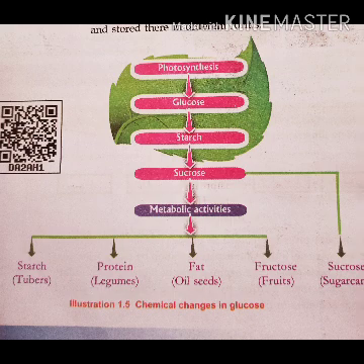Once more, look at the screen. Can you see an illustration there? Yes. What happens to starch? Starch is converted to sucrose, and in the form of sucrose, it is transported through another conductive tissue, which is the phloem. We learned in lower classes, xylem and phloem are the transporting or conductive tissues of the plant, and the food that is prepared, food means glucose, that is prepared in the leaves is transported to different parts of the plant.